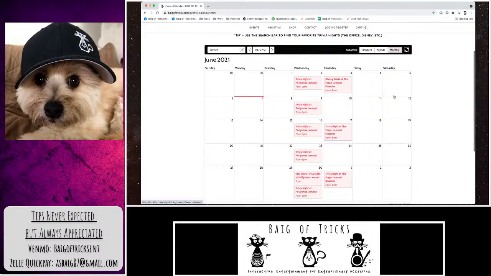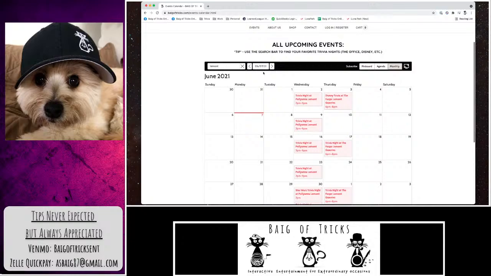So again, I'm not trying to sell this calendar to anybody. I'm sure I could be describing this for somebody who wants to buy it, but I'm just trying to let you guys know that this is out there for you to use and find some additional trivia nights if you are looking to do some stuff in person. So please do check us out.